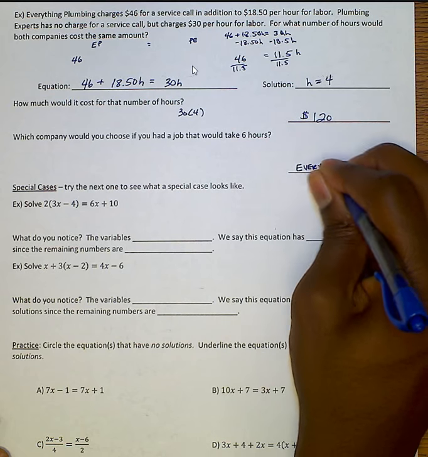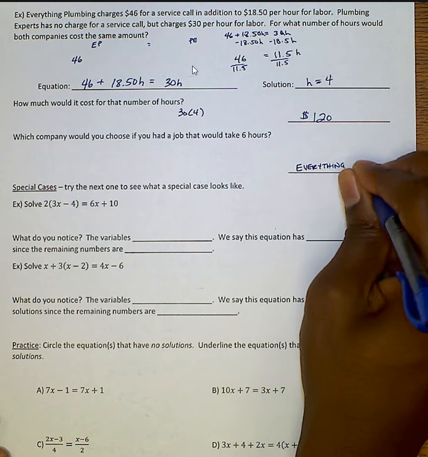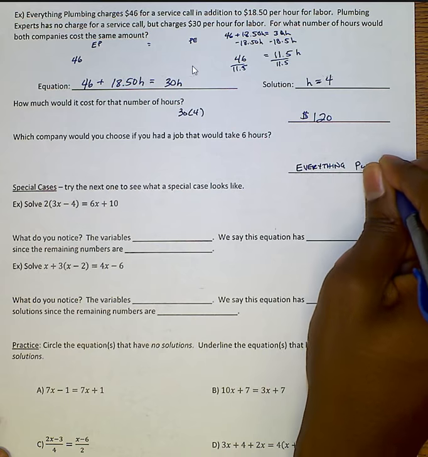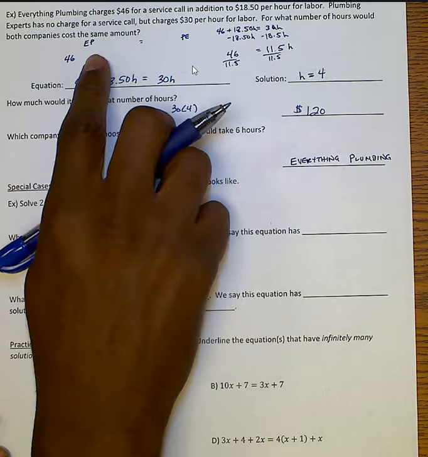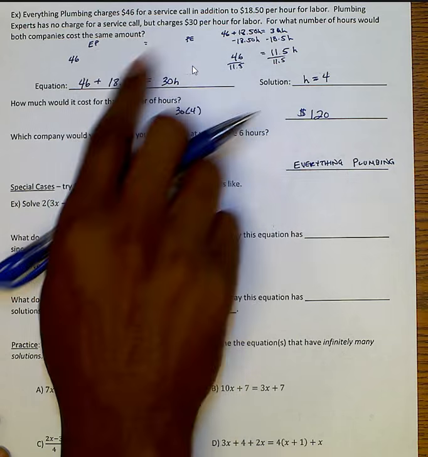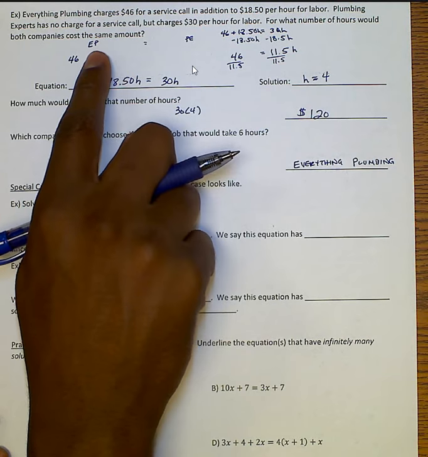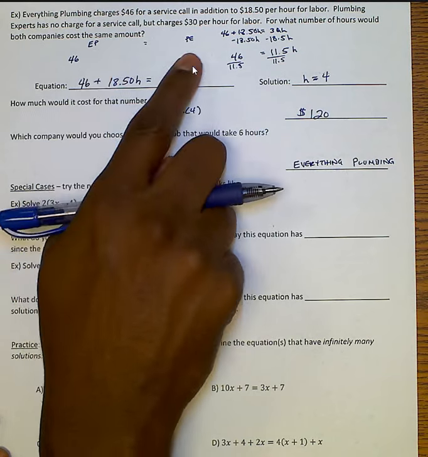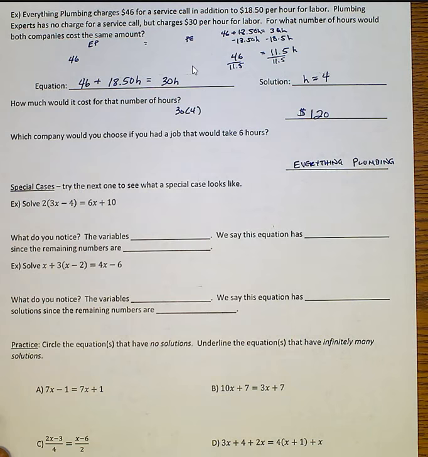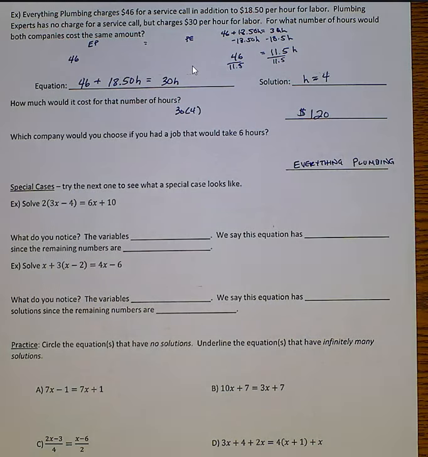Okay, and this is why it's important that you label your equations and you know what you're talking about, so that I don't have to read the problem a whole lot anymore. I said EP stands for Everything Plumbing to me, PE stands for Plumbing Experts, and I could tell the difference between the two just by looking at my equation. So you should do the same. Make sure you do that.